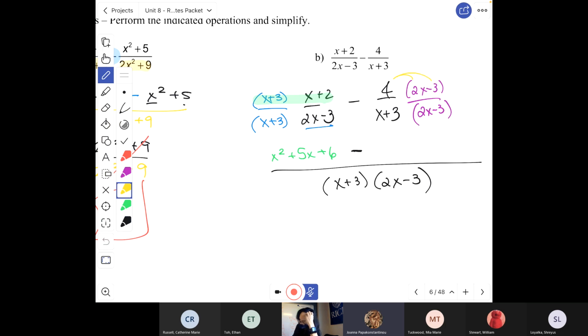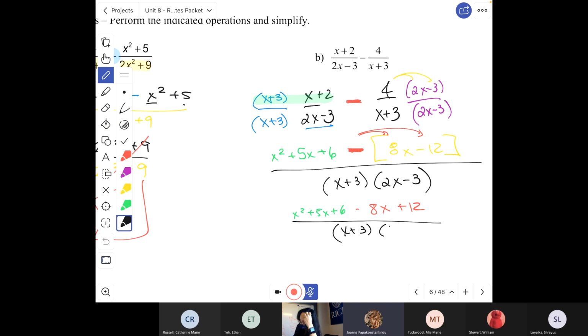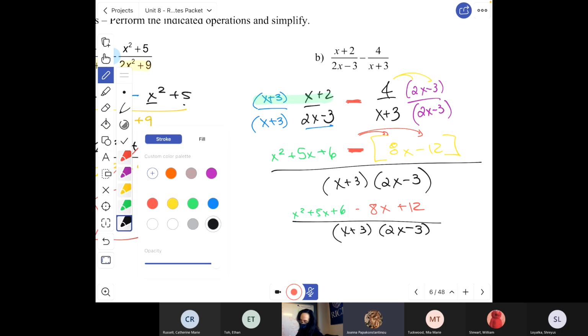If I distribute here, 8x minus 12. So notice how I left a minus sign here. Now I'm going to distribute. And I'm going to get x squared plus 5x plus 6 minus 8x plus 12 all over my common denominator. I'm not going to multiply those yet because I don't know, maybe something simplifies. We'll see. Now, can I combine those terms in the numerator? What am I going to get?